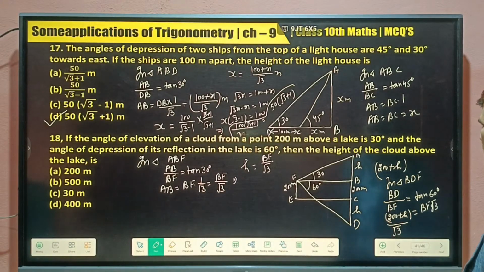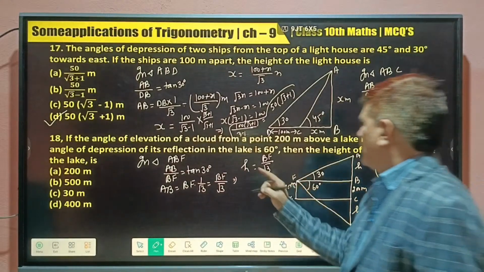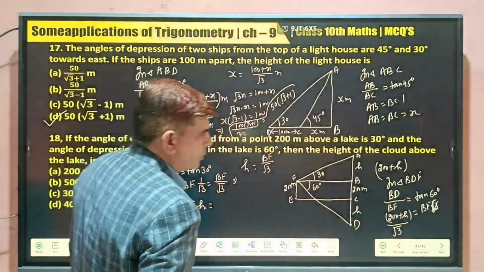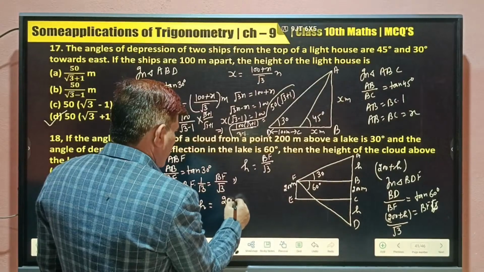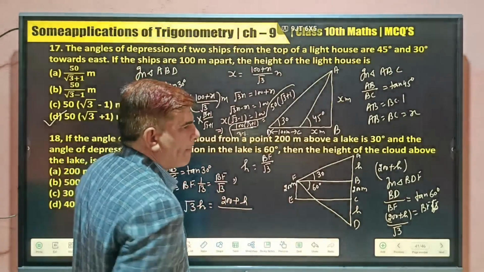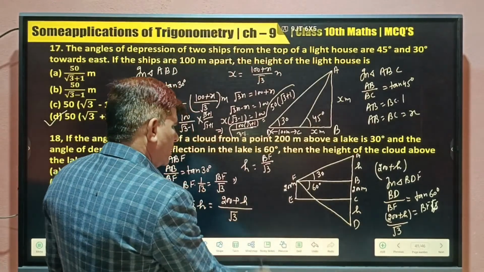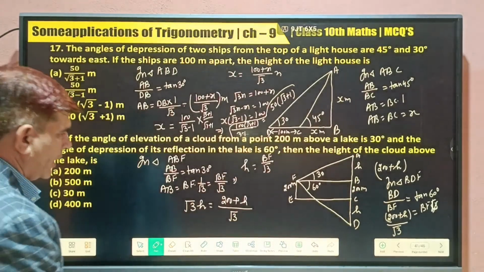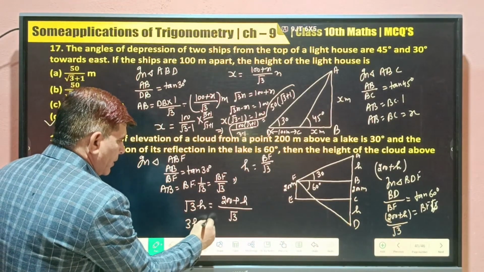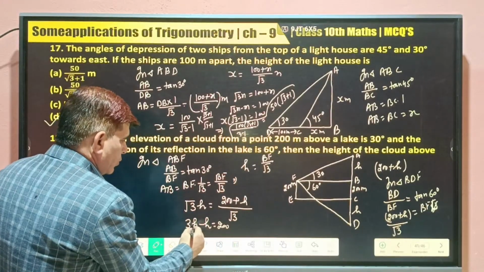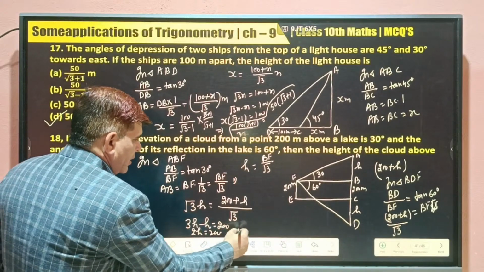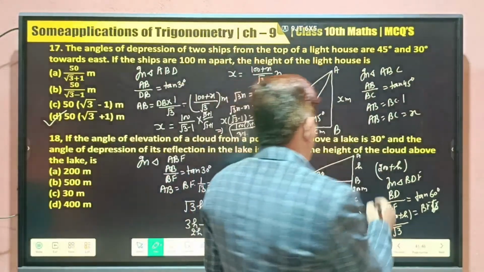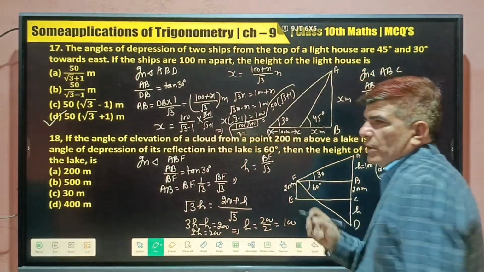Under the root, leave this. And what's BF? Under root 3h. So under root 3h equal to 200 plus h by under root 3. Bring in this side, this is 3h minus h equal to 200. So 2h equal to 200. What's this? H equal to 200 divided by 2, so h equal to 100 meters.